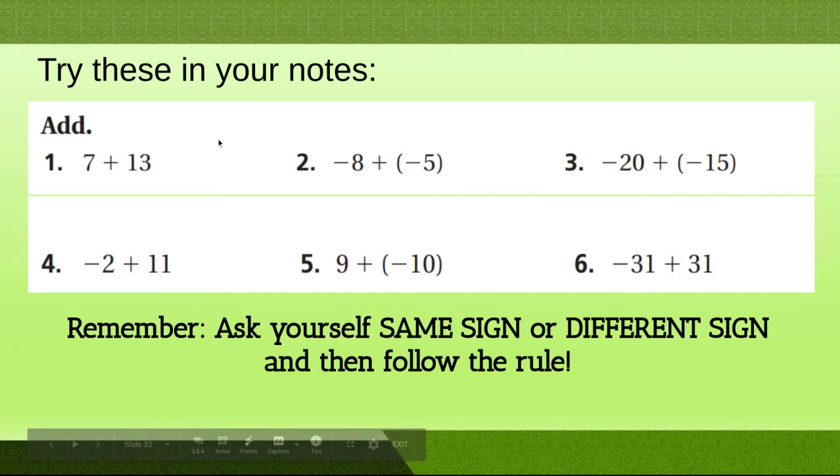So I'd like you to pause and try these 6 problems on your own. Remember to ask yourself, do they have the same sign or different sign? And then follow the appropriate rule. So press pause and go ahead and try these. Press play when you're ready to check your answers. They should be done in your notes.